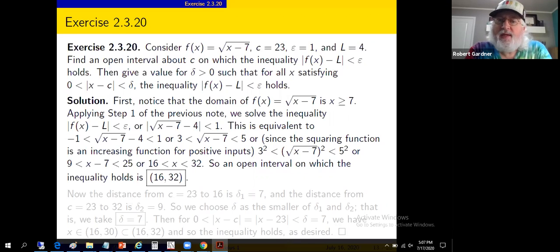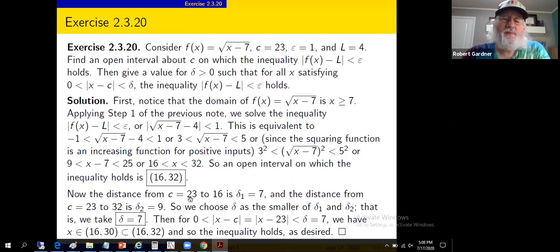Next, we need to find the delta. So then the question becomes, what's the c value? 23. How far from 23 can we go and still have this inequality hold? Well, I know that the inequality holds on the interval from 16 to 32. 23 is somewhere inside that interval. Let's see how far from 23 we can go to get to 16 and to get to 32.